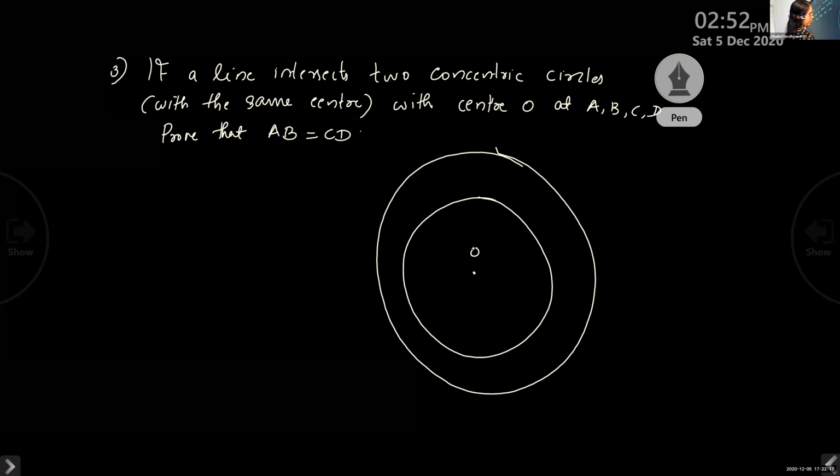So this is a common chord for both the circles, and it will intersect at A, B, C and D. We have to prove that AB equal to CD.